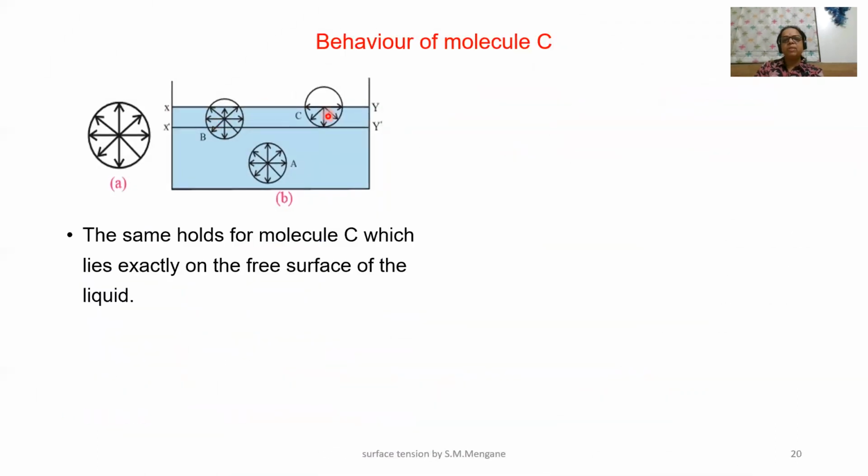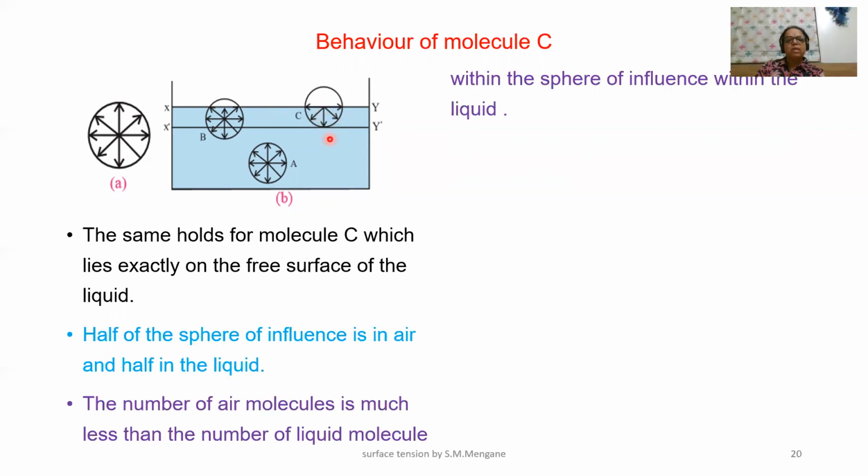Now what about C? Now C is on the surface of the liquid, on the free surface of the liquid. Taking radius equal to the range of molecular force and molecule C at the center, we can draw an imaginary sphere, a sphere of influence like this. The sphere of influence of the molecule is half in air and half in liquid. These liquid molecules exert a force of attraction, a cohesive force, on C. These air molecules exert an adhesive force on C.